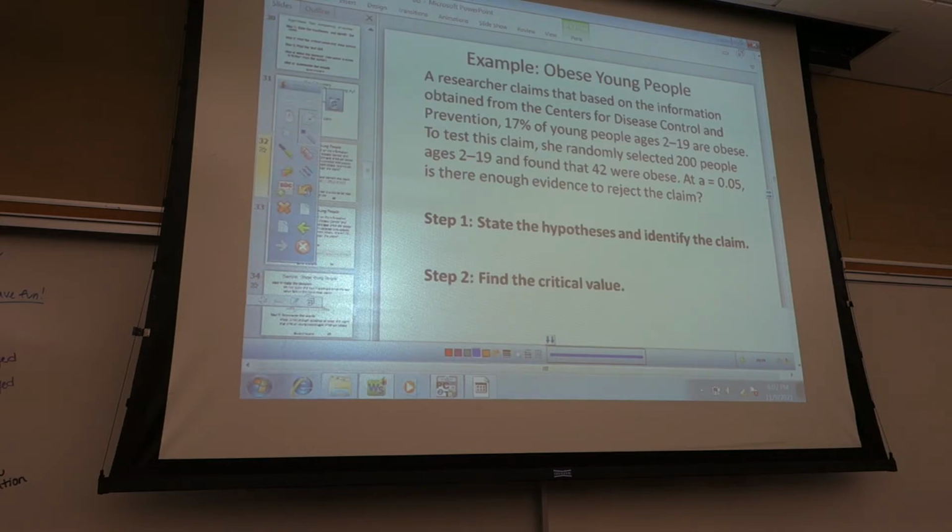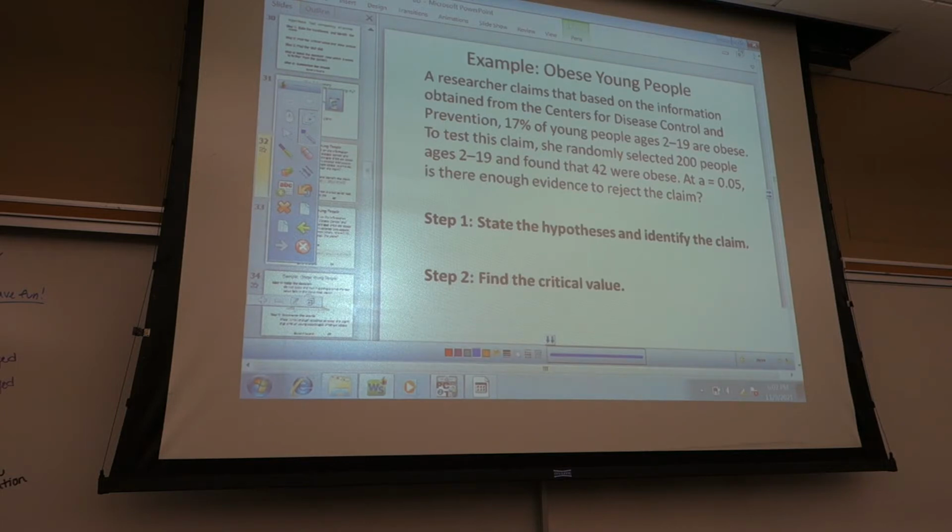The example is obese young people. A researcher claims that based on the information obtained from the Centers for Disease Control and Prevention, 17% of young people ages 2 to 19 are obese. To test this claim, she randomly selected 200 people ages 2 to 19 and found that 42 were obese. At alpha equals 0.05, is there enough evidence to reject the claim?